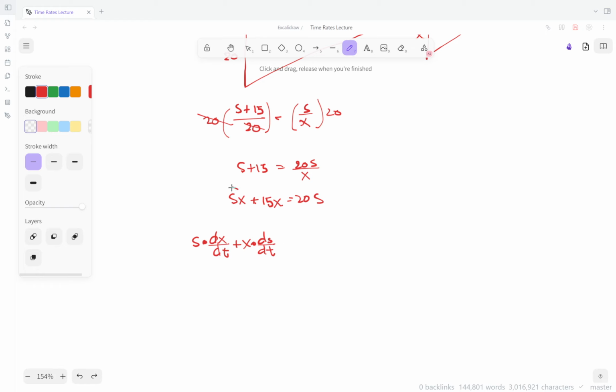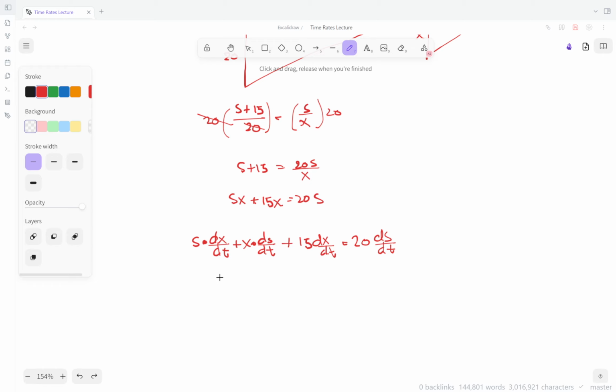So we're done with that part. We now have the derivative of this one. But now the next thing you'll do is the derivative of 15x. That's going to be 15 dx dt. And now we have 20 times ds dt.